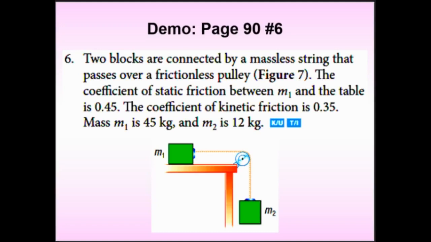The coefficient of what? Static friction between, obviously, only M1 and the table. Is there any friction here? Not unless I make it a perfect wall, and this rubs against the wall as it goes up and down. Nope. We could introduce that to the system, but let's just keep M1 as the only one with friction. 0.45. The coefficient of kinetic friction is how much? Point what? Which makes sense because mu k is always less than mu s.